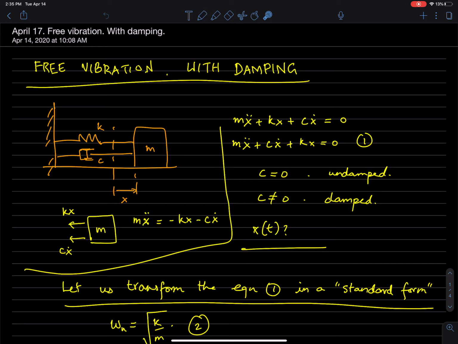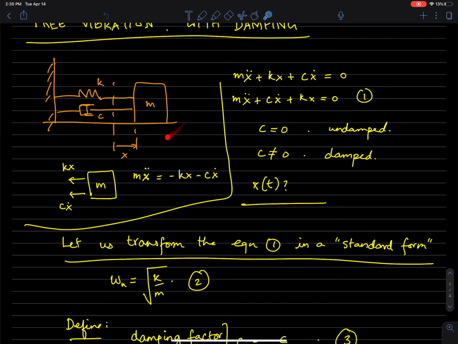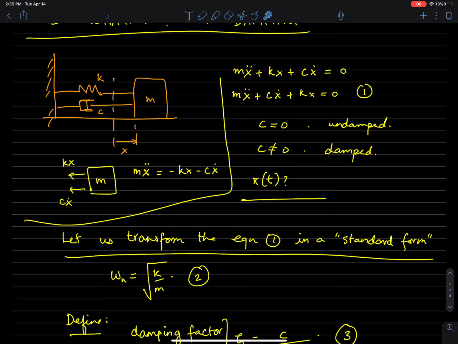This is part 2 of the free vibration video, free vibration with damping. Recall that this is the system that we are looking at: mass, spring, damper. And this is the equation of motion, m x double dot plus c x dot plus k x equals 0.